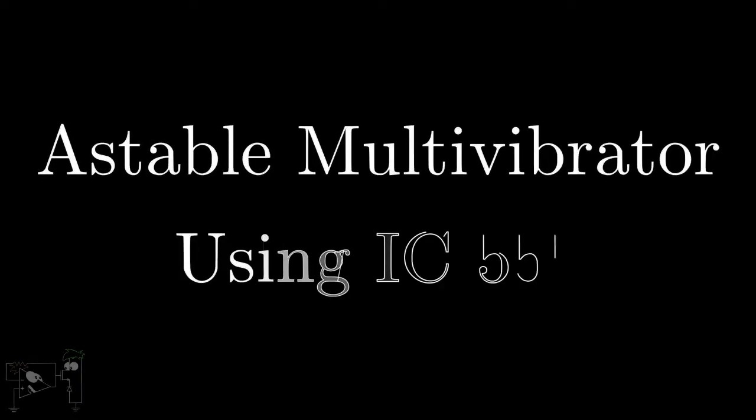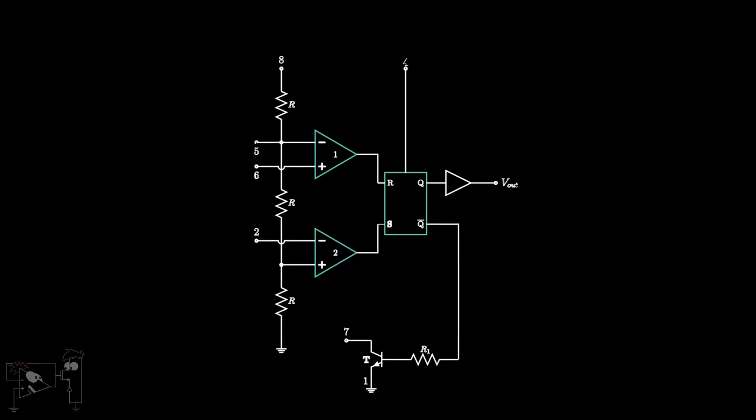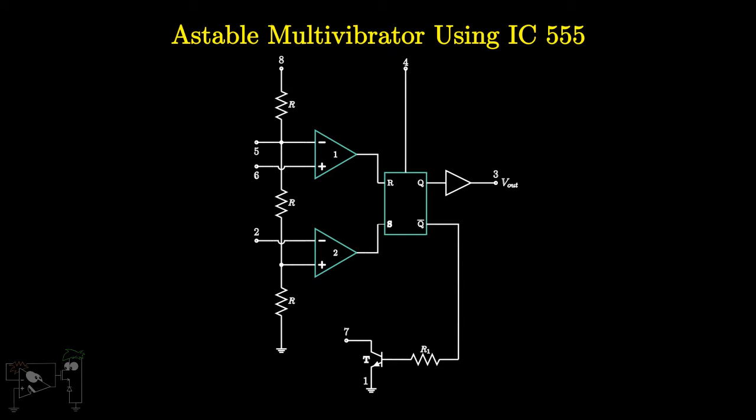In this video, we'll see how to build an Astable multivibrator using the IC555. The IC555 without external inputs works like a bistable multivibrator. The output can be controlled by using the pins 2 and 6. We want to convert this into an Astable multivibrator, meaning that it will oscillate between two unstable states.